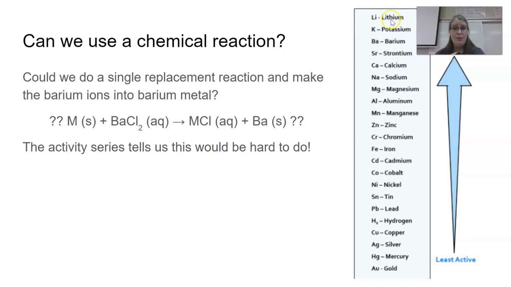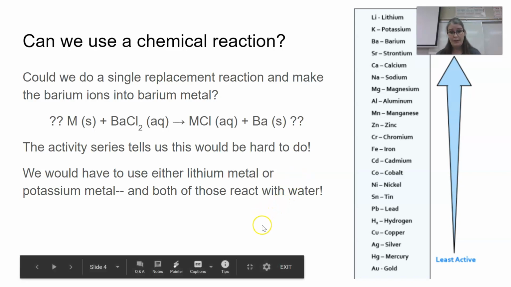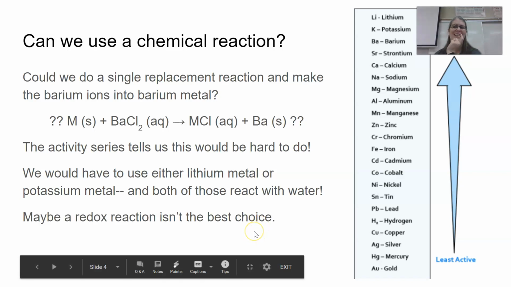In fact, the only two metals I've got on this list that are more active would be lithium metal or potassium metal. And both of those react rapidly and energetically with water. So if I put potassium metal in water, it's more likely to react with the water molecules before it even finds a barium ion to interact with. So maybe a redox reaction isn't going to be a very good choice.